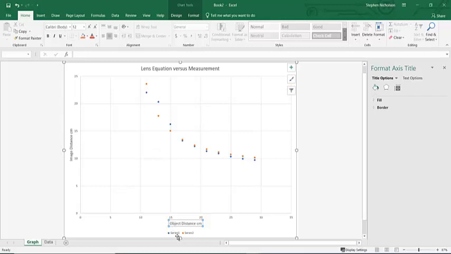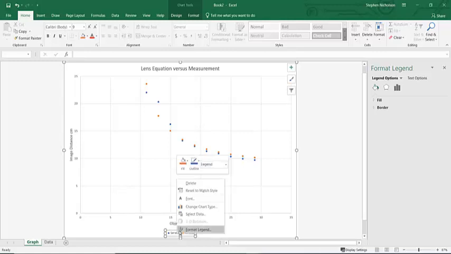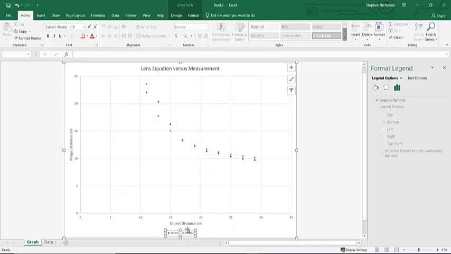Let us change where the legend is. So click on the legend, right click, format legend, top. I always like it on the top.